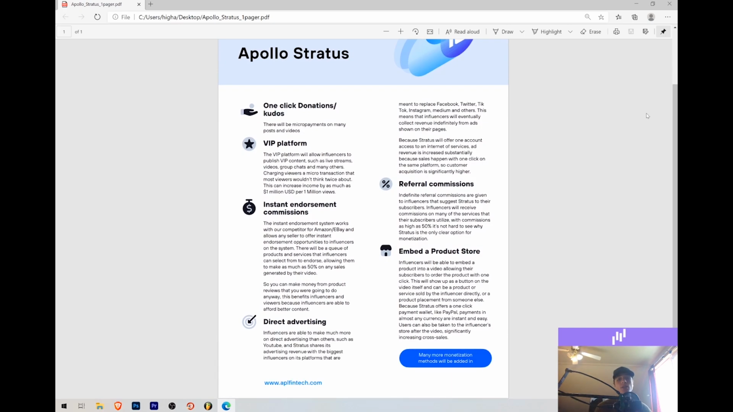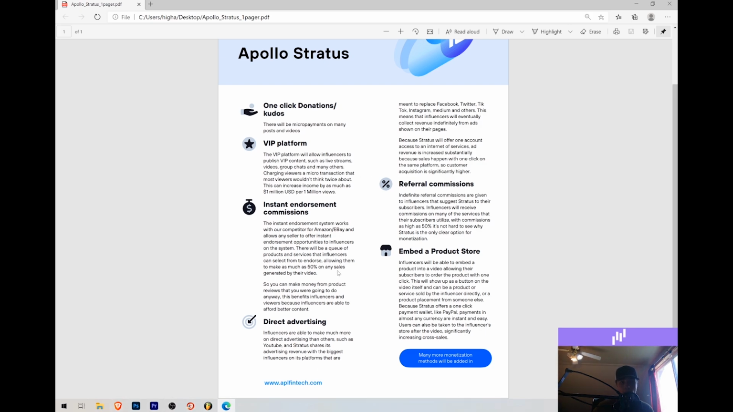One of the other interesting things about Apollo Stratus is the instant endorsement commissions. So the instant endorsement system works with our competitor for Amazon and eBay and allows any seller to offer instant endorsement opportunities to influencers on the system.